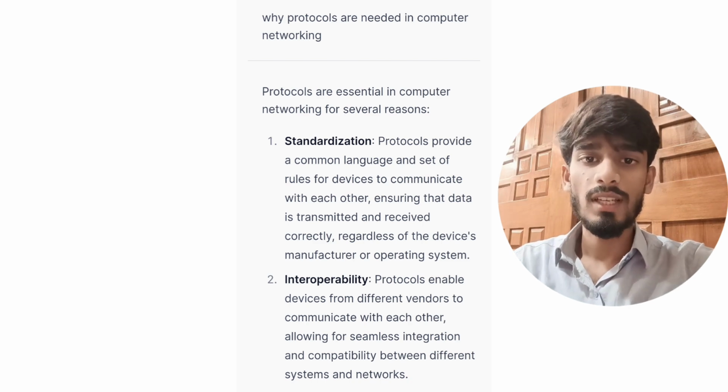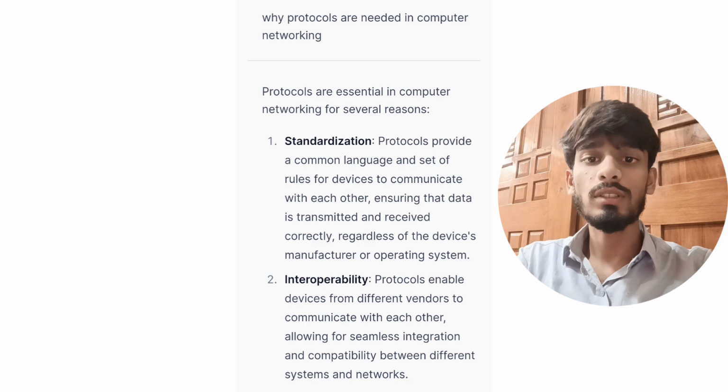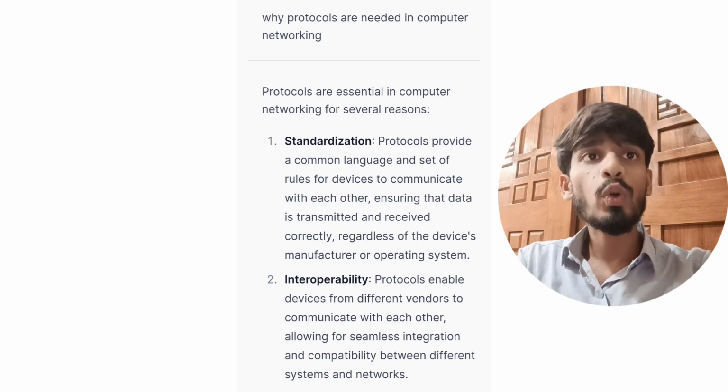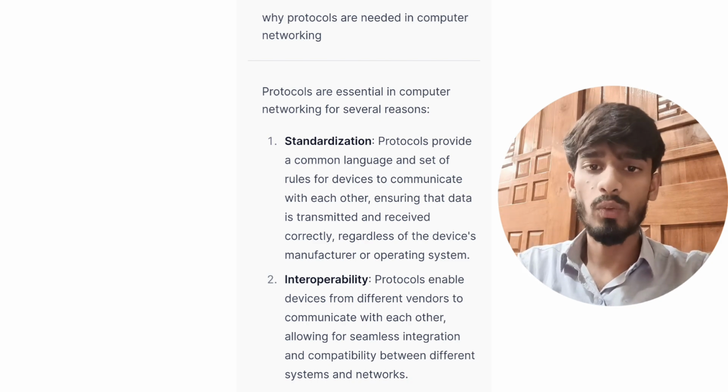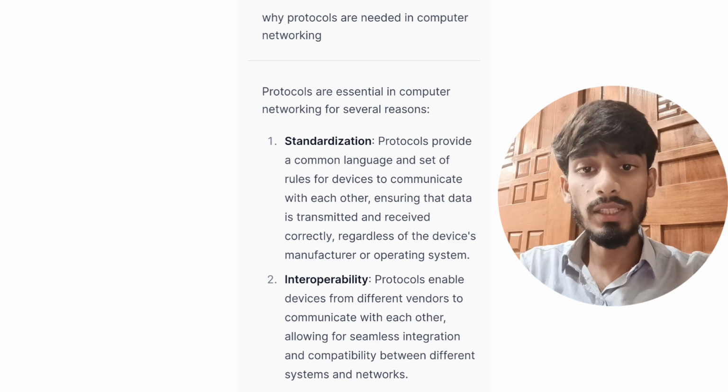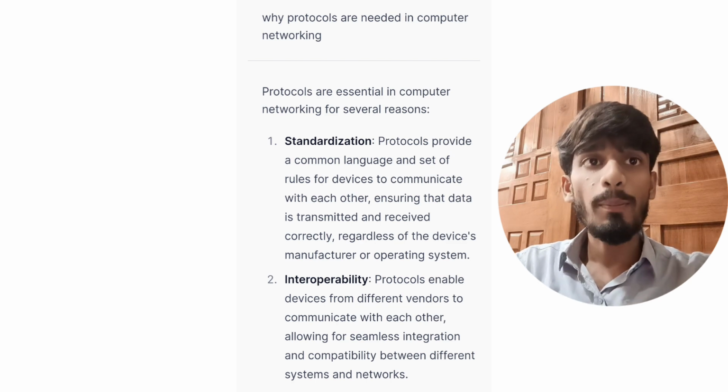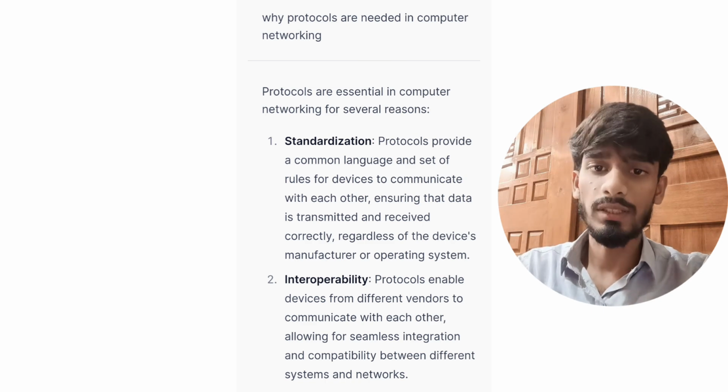Hello friends. In this video we are going to discuss why protocols are needed in computer networking. What is their importance? Protocols are essential in computer networking for several reasons.